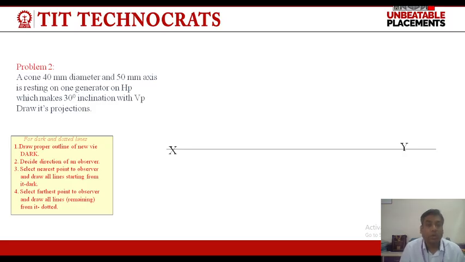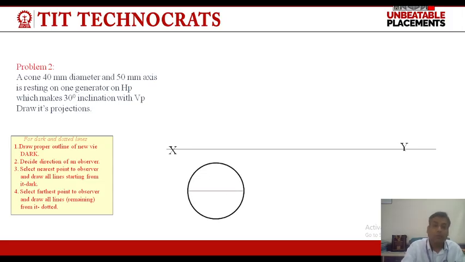So we will again consider a problem. A cone of 40 mm diameter, that is the base of the cone, and 50 mm axis is resting on one of its generators on the HP, which is making an angle of 30 degrees with the VP. Draw its projection. So we will start from the top view, considering that the cone is resting on HP. From its center point, we will draw a front view.